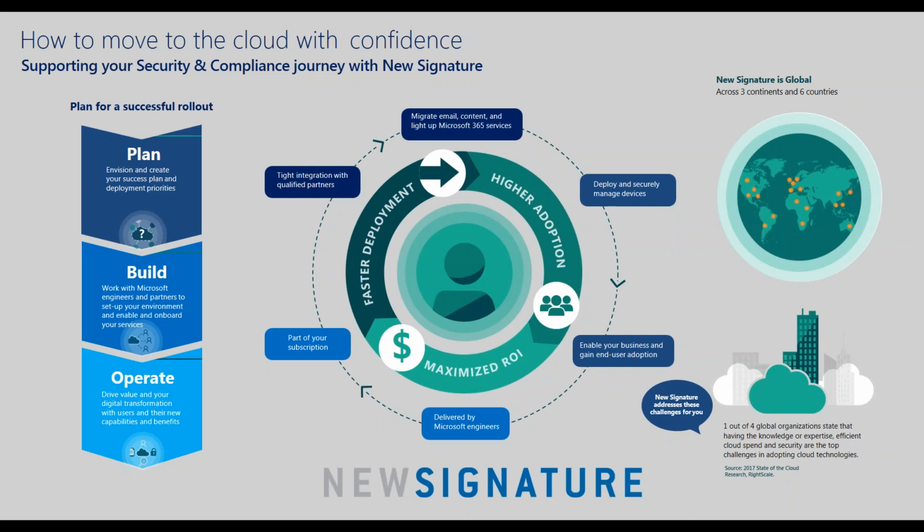So with New Signature and Bytes, what we aim to do is go through a pretty methodical process, which is helping you plan, build, and operate. So planning what it is and what that roadmap looks like, what your requirements are. We then help you build those solutions and integrate them into your current environment, and then we actually help you understand how to operate and how to manage that moving forward.